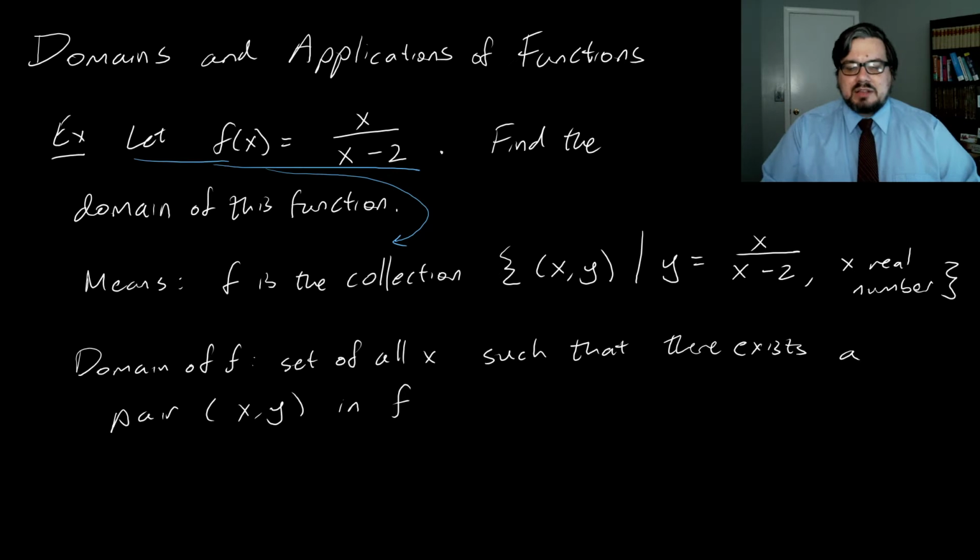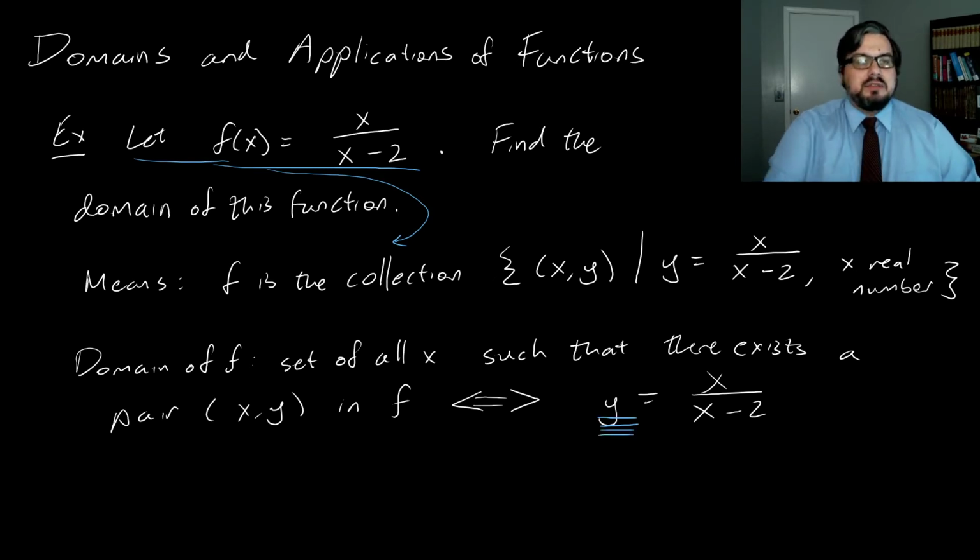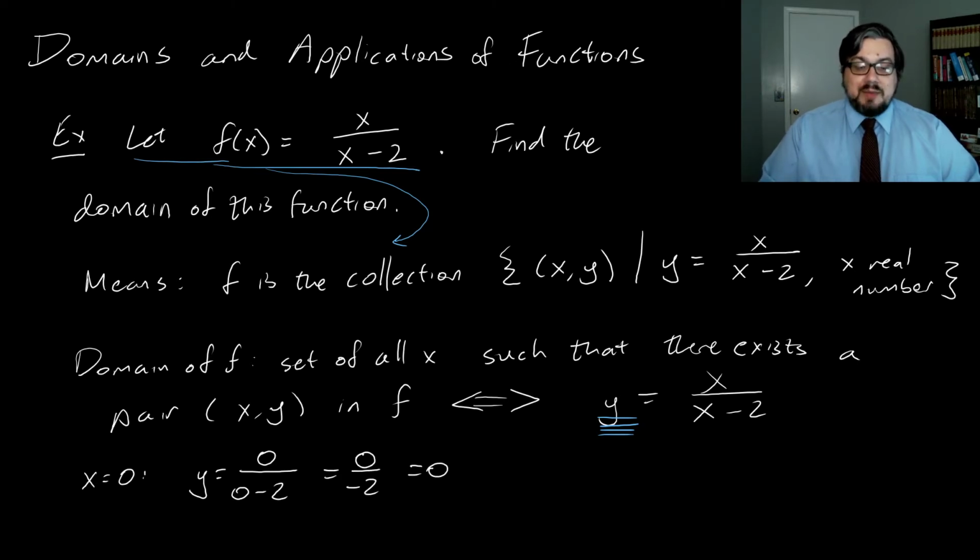Now, if this pair x, y exists in f, then we know that happens exactly when y equals x over x minus 2. So as long as we can describe this y right here, then we will be able to construct a pair. So for instance, if x is equal to 0, then we would get y equals 0 over 0 minus 2, which is 0 over negative 2, which is 0. So that means that f of 0 is 0, which means that 0 is in the domain.